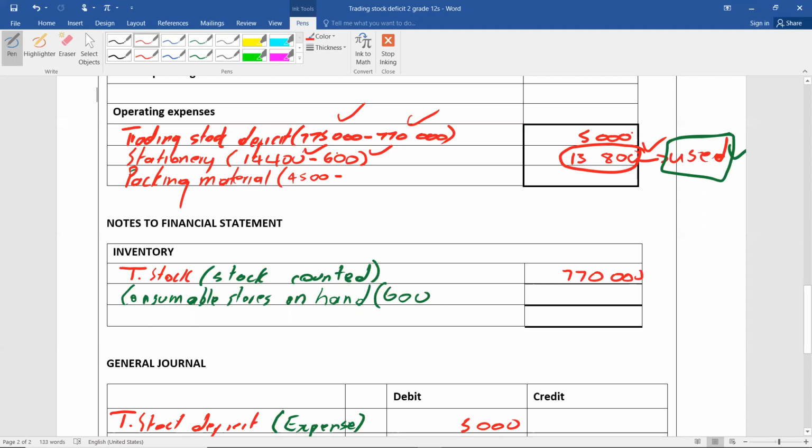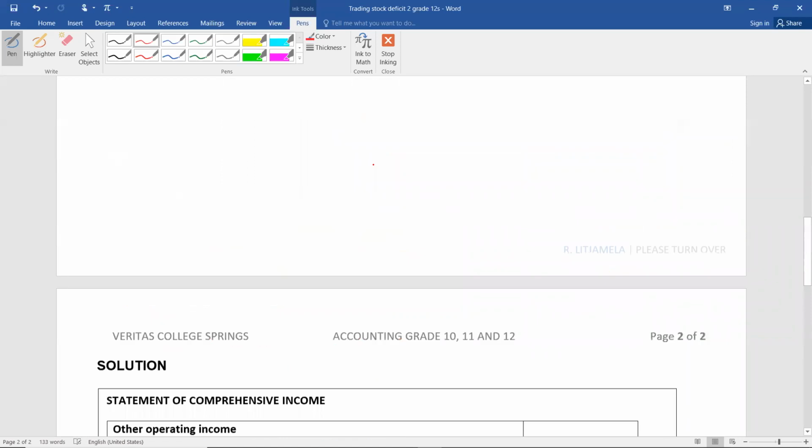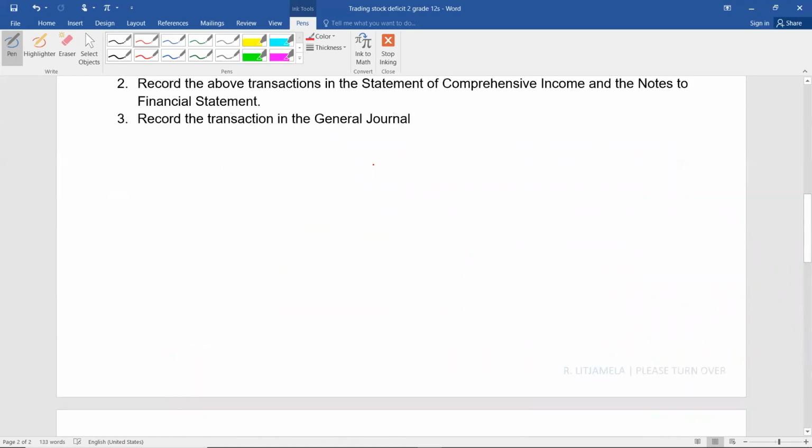Sometimes I'll just say packing materials used is 3,000. It means that 3,000 you put it here. Don't memorize, understand. If I say packing materials used is 3,000, that 3,000 goes right there. And then you work out the difference, and the difference will be 1,500. Now I'm just going to write what I've just said. Guys, this is how they ask in their question papers. This is how you should answer it.